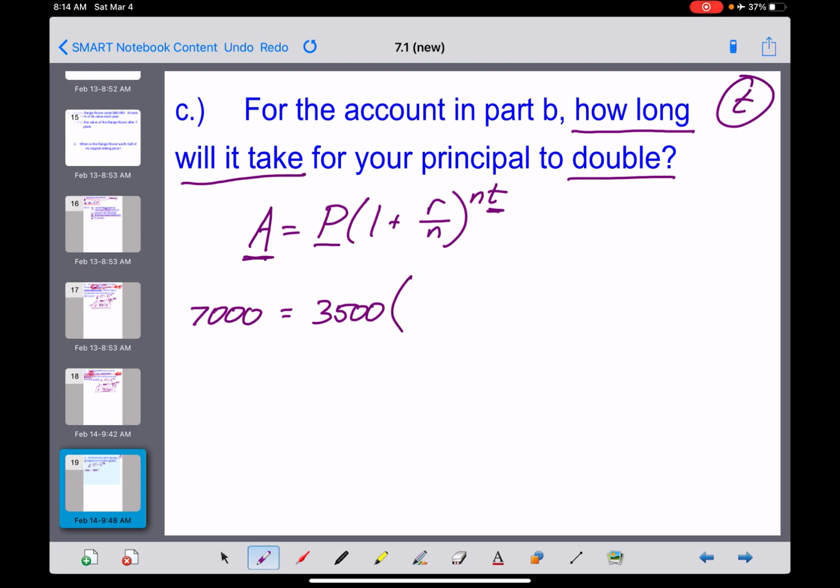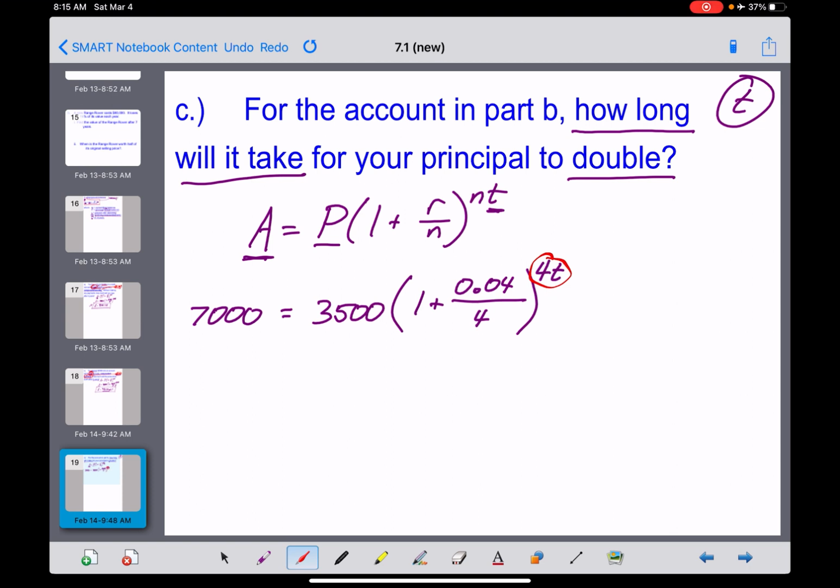Now in parentheses, here we go. 1 plus, nothing else has changed, guys. A 4% APR is 0.04. We divide that by n, which was 4 here, and then we multiply this by a power. That was 4 for n, but we don't know the value of t. So that's what our equation here looks like. And the question is, how do I solve an equation with the variable located in the exponent?